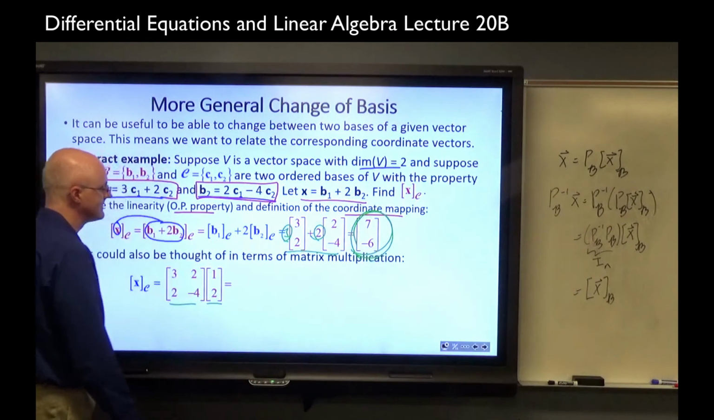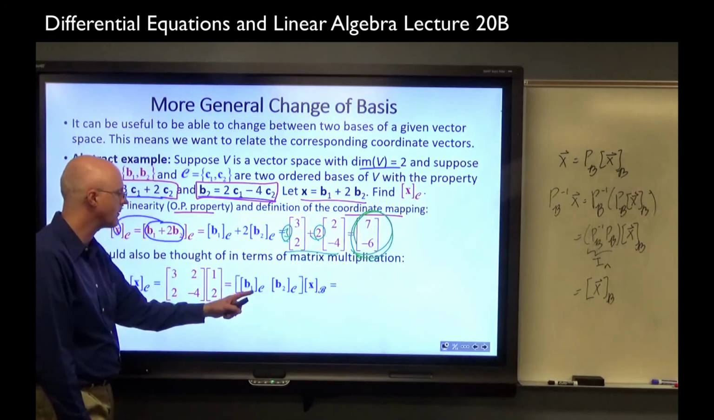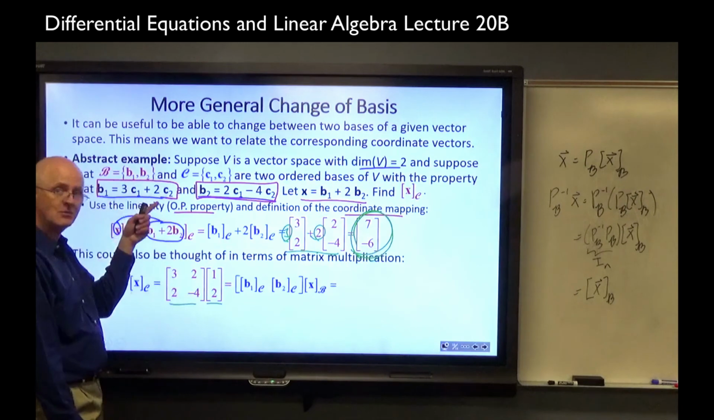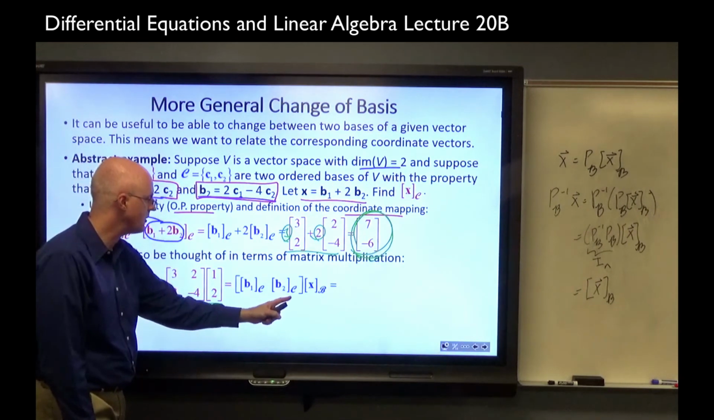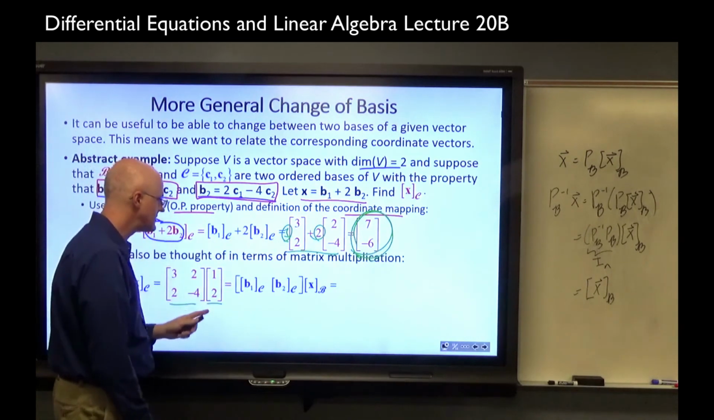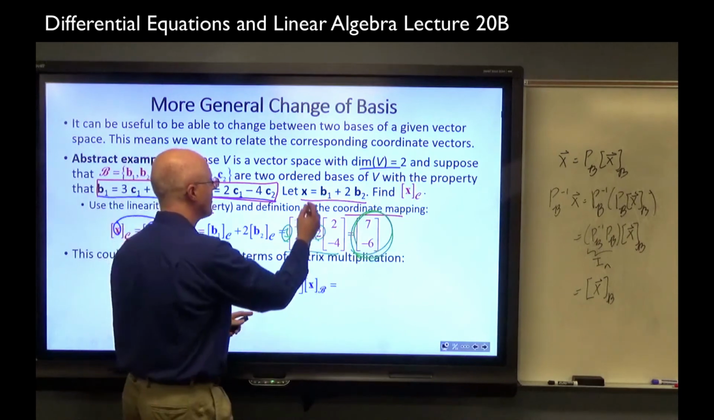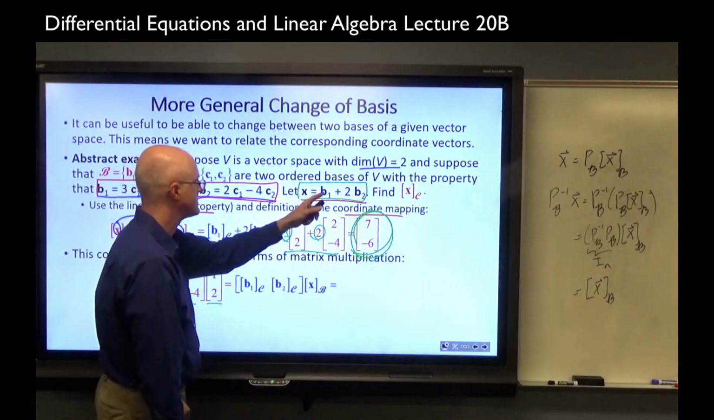In abstract, what we have here, 3, 2, is the coordinate vector of B1 with respect to C. Second column, 2, negative 4, that's the coordinate vector of B2 with respect to C. And 1, 2, that is the coordinate vector of X relative to B. Look at the weights, 1, 2.